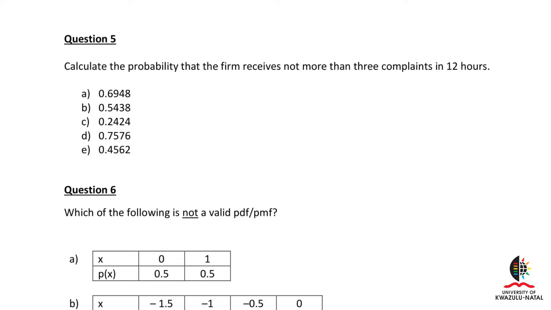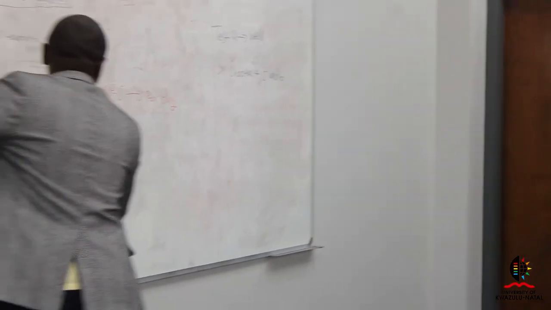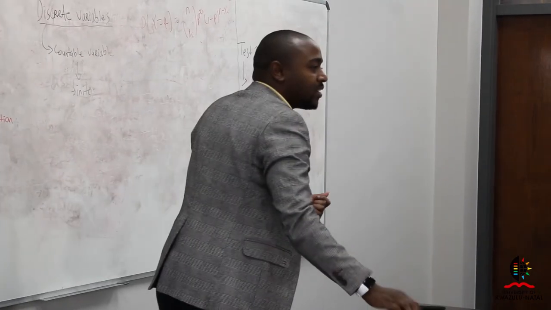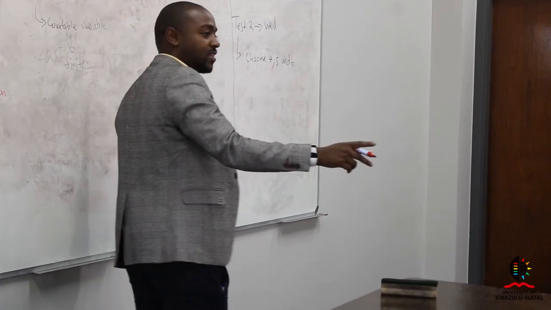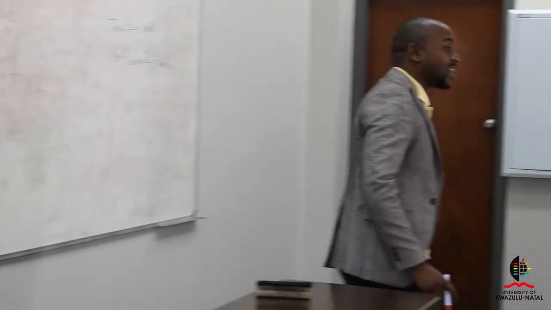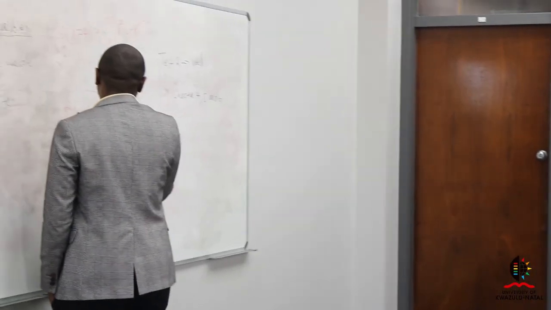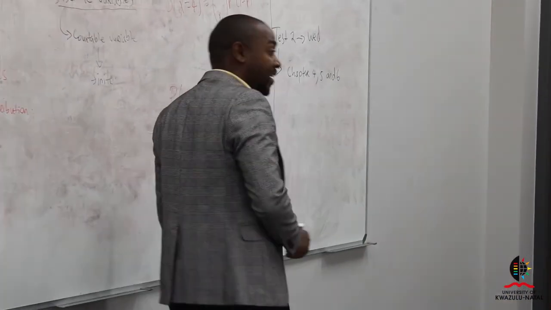Question 5. Calculate the probability that the firm received not more than 3 complaints. You're still in the Poisson distribution. What is not more than? It's an inequality. Can you lend me not more than 10 rand? Less than 10 rand. So this is the probability of x less than or equal to 3. Not more than means less than or equal to. Is it 3? Yes.